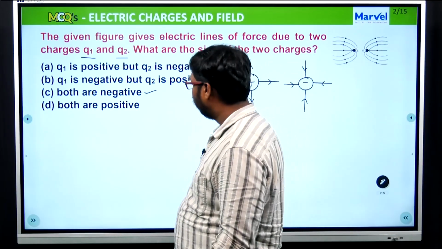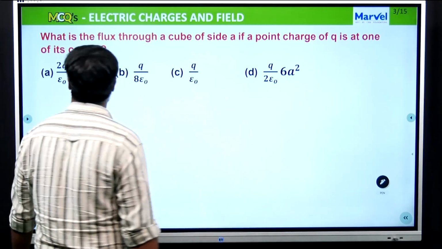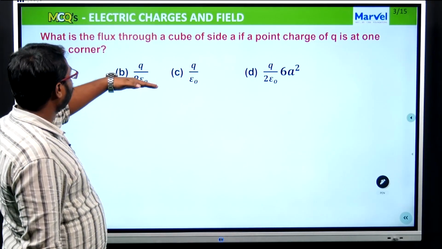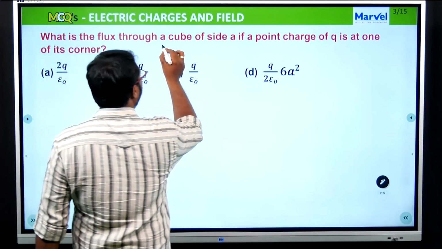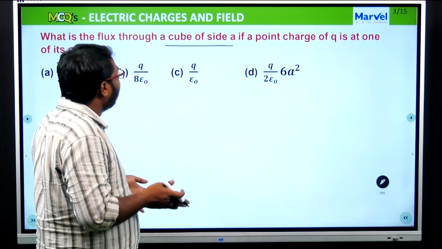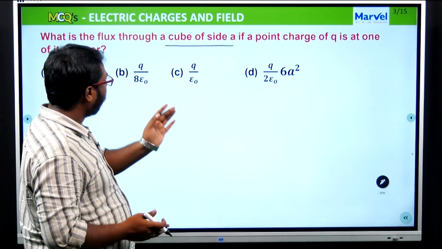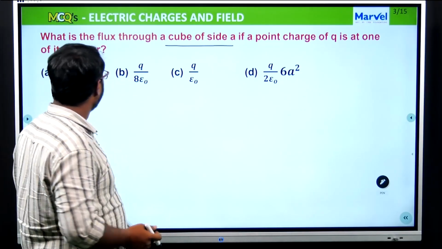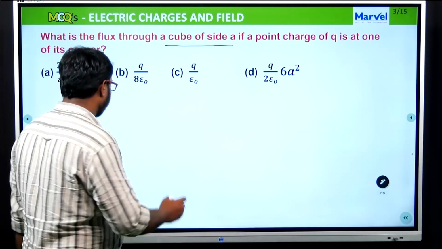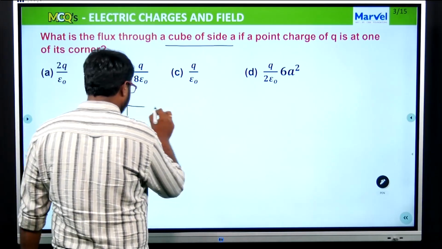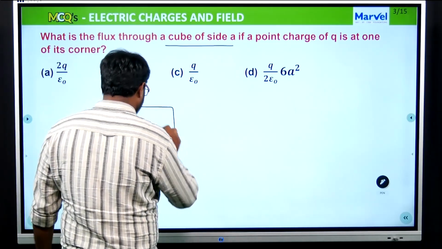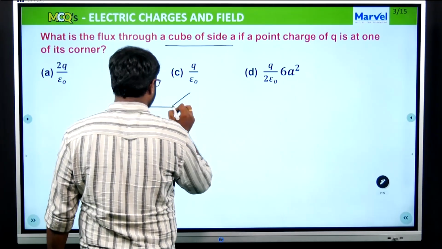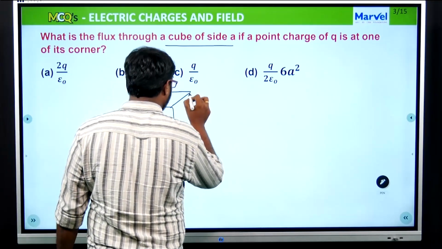Yes, now the next question goes like this. What is the flux through a cube of side A if a point charge Q is at one corner? So we are going to take a cube and a charge is placed at one corner of the cube.